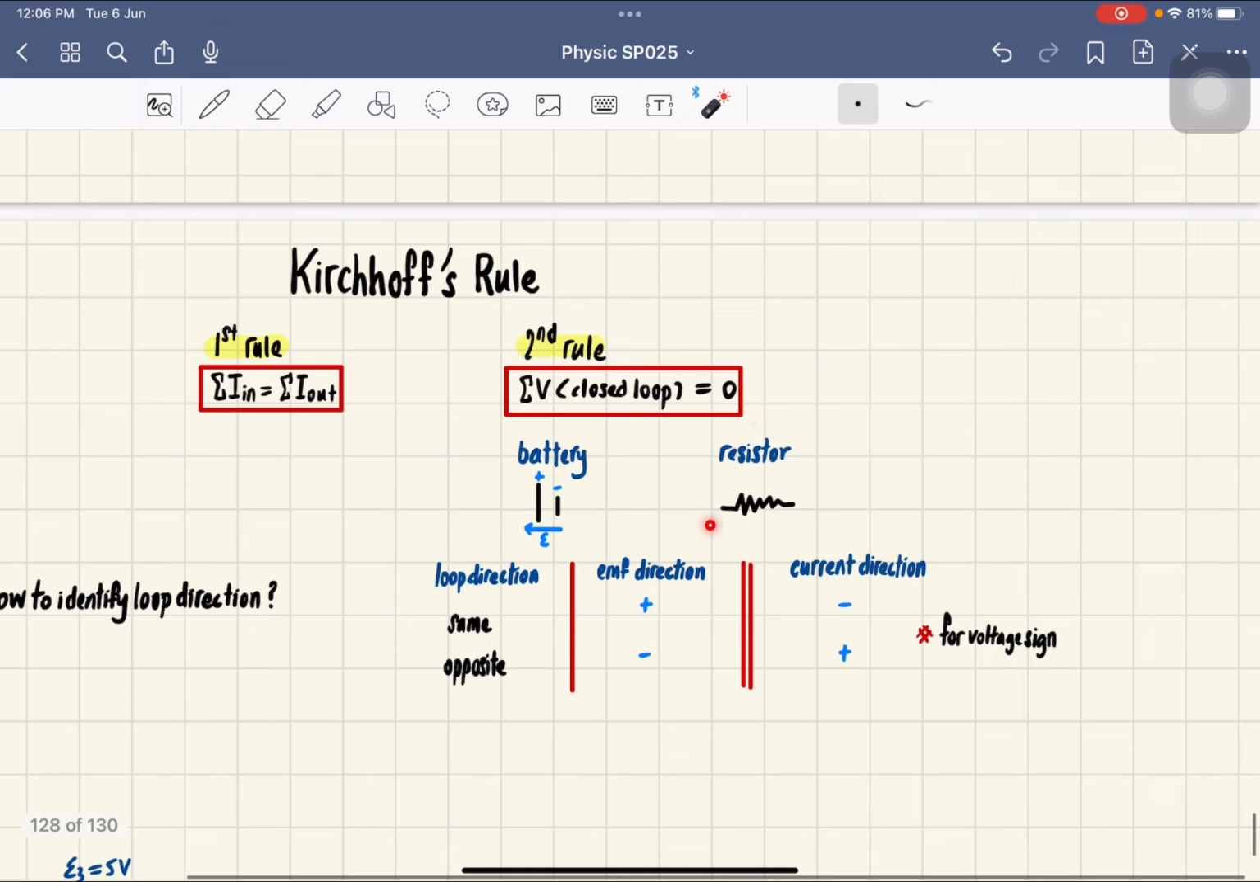Then, for the resistor, we consider the loop direction and the current direction that passes through the resistor. When the loop direction is the same as the current direction that passes through the resistor, we will get a negative sign of potential difference. In other words, we will get a positive sign of the voltage when the loop direction is opposite to the current direction that passes through the resistor.